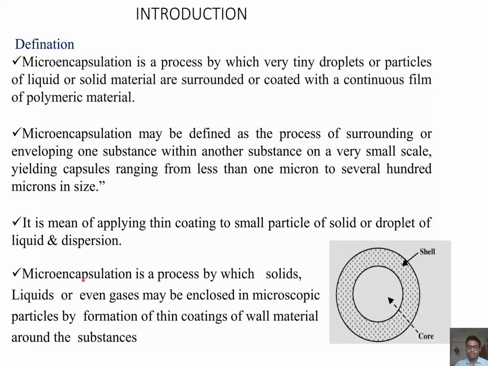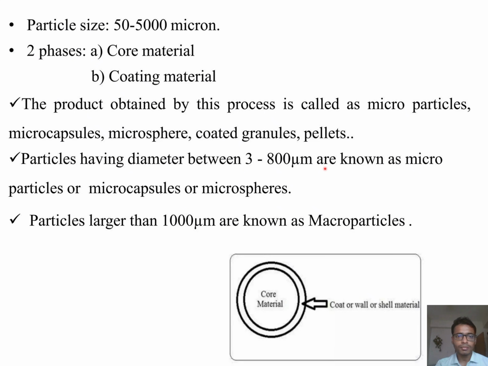Microencapsulation is a process by which solids, liquids, or even gases may be enclosed in microscopic particles by formation of a thin coating of wall material around the substance. So this is the main core material which contains our API, and this is the shell, okay, which is the sustained release polymer. So particle size could be from 50 to 5000 micron.